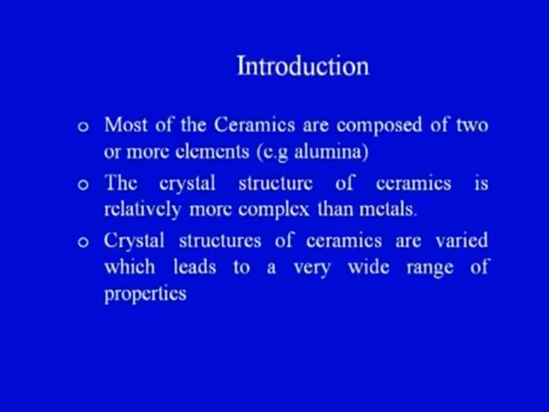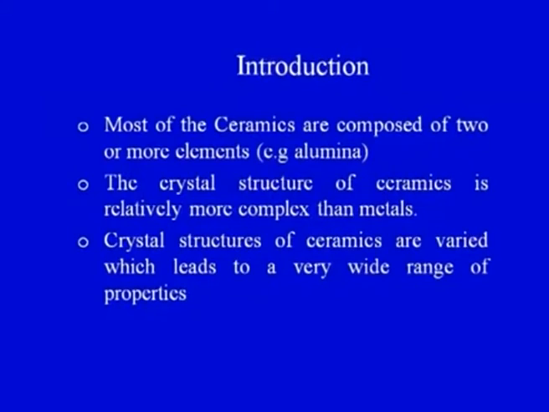Now, most of the ceramics are composed of 2 or more elements. For example, in alumina, we have aluminium and oxygen. Most ceramics are composed of 2 or more elements, and therefore the structure of ceramics is quite complex as compared to that of metals. As already highlighted, the crystal structure of ceramics is relatively more complex as compared to that of metals because of the presence of 2 or more elements in the ceramic.